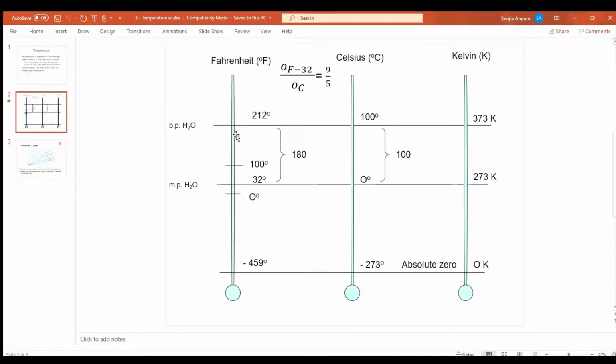So let's go ahead and take a look at the three temperature scales. There's Fahrenheit, Celsius, and Kelvin. Let me let you know how they compare and how they came about, so that we have a better idea of why they're where they're at.